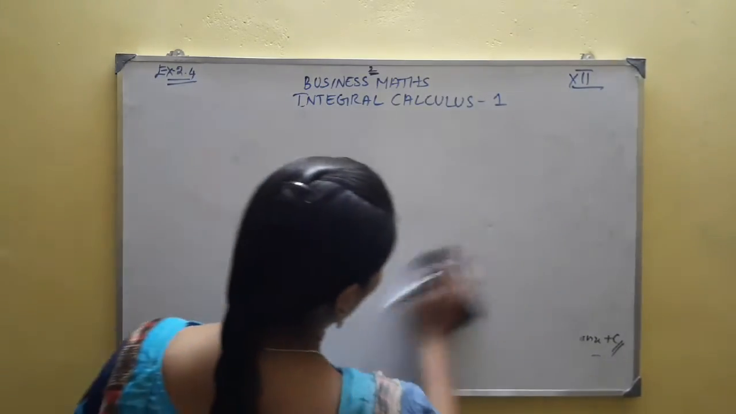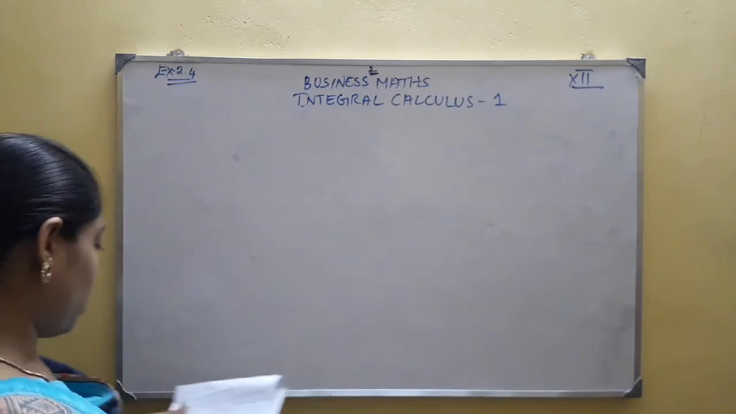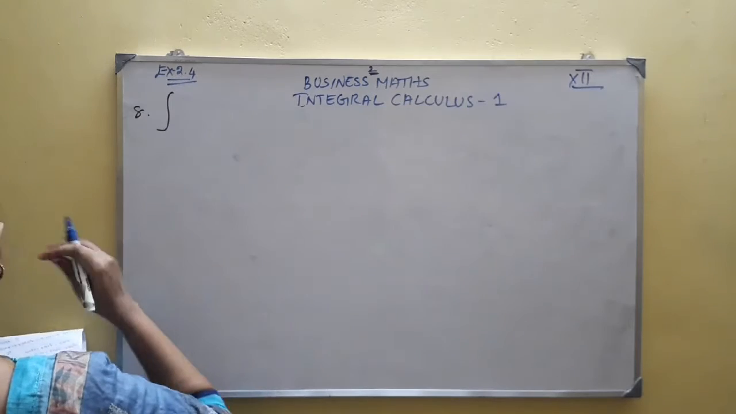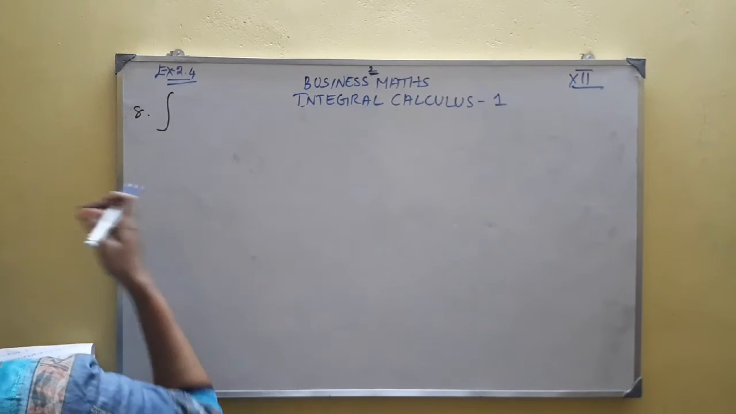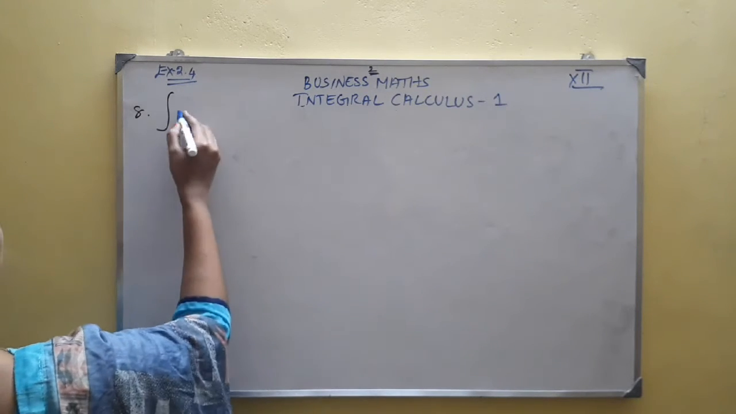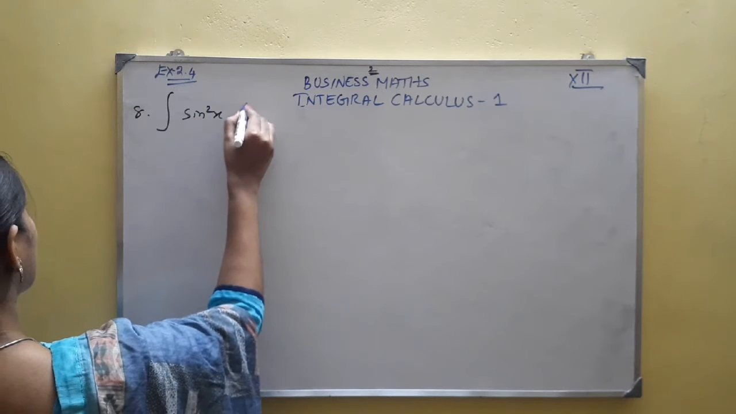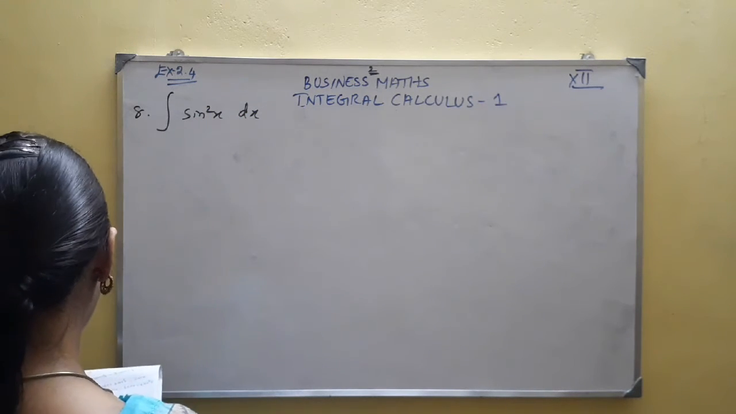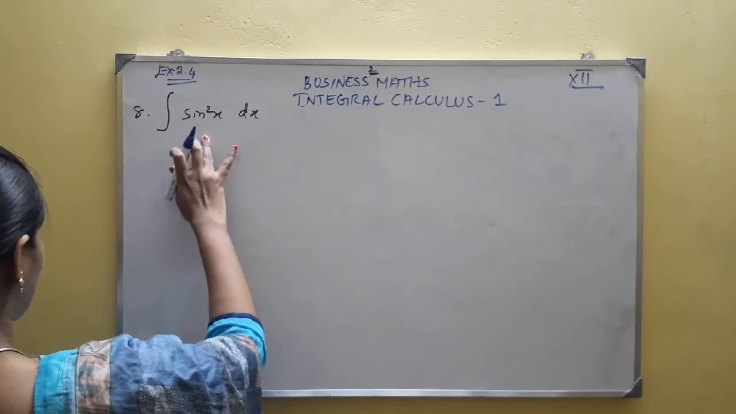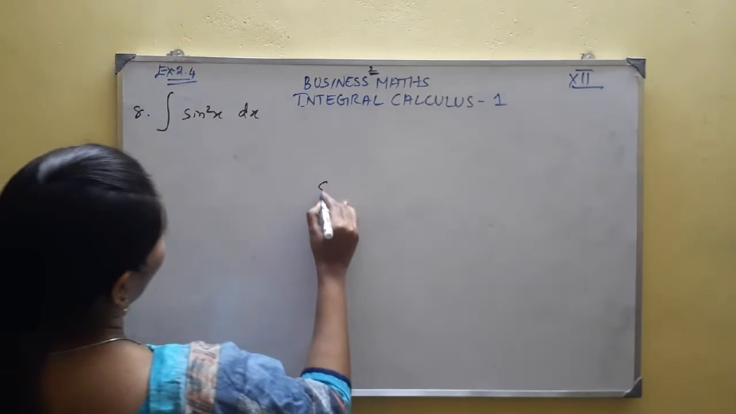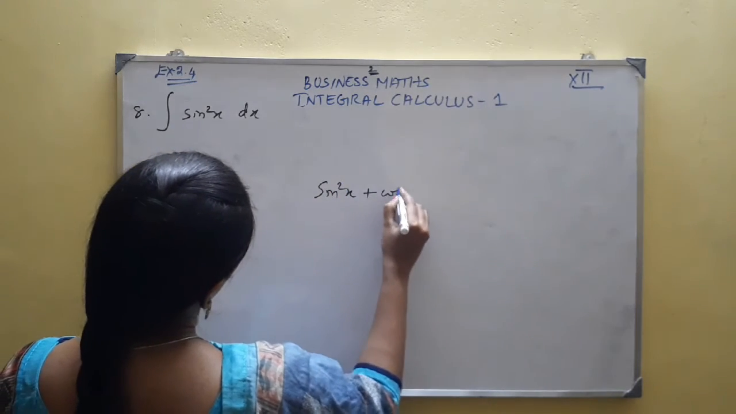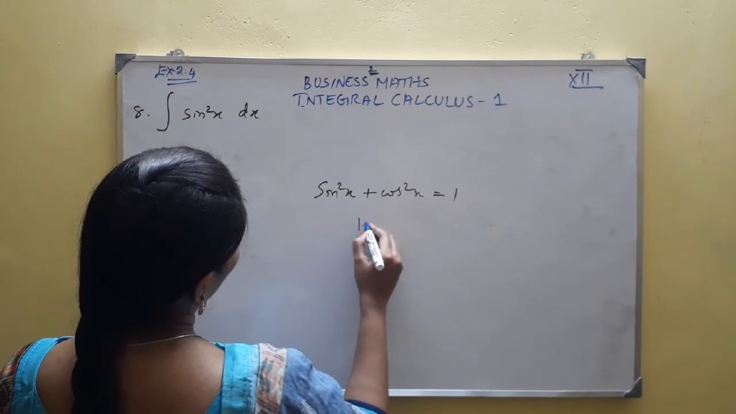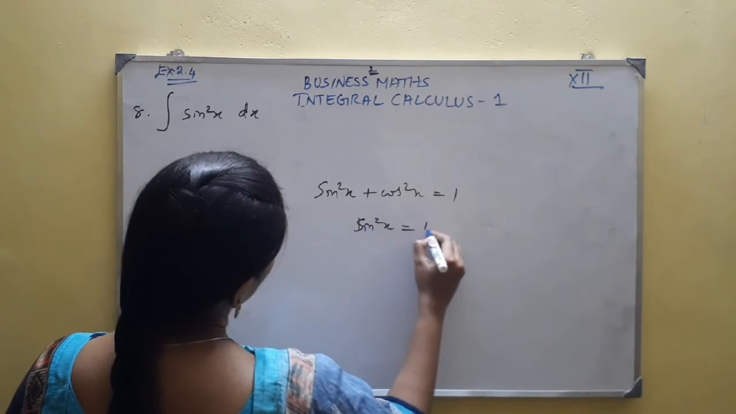Now, eighth problem. Integral sine square x into dx. Okay. So integral sine square x dx, definitely you think of this formula, cos square x equal to 1 minus sine square x, so that in the place of sine square x I can write 1 minus cos square x.